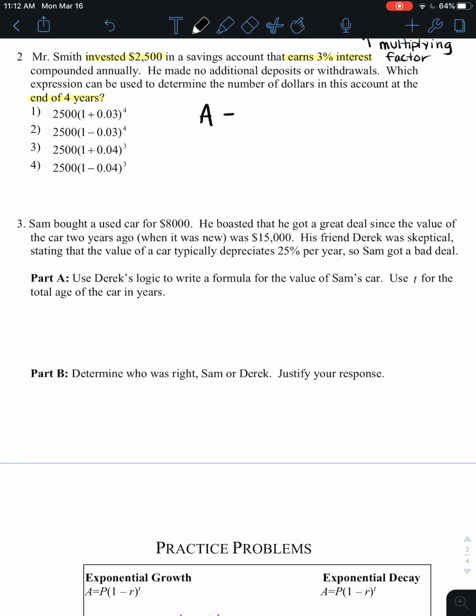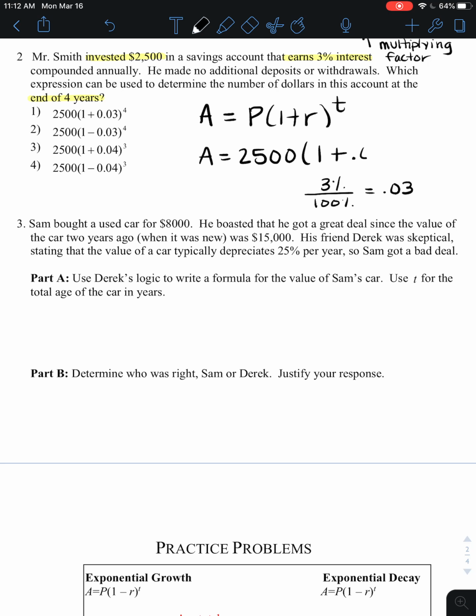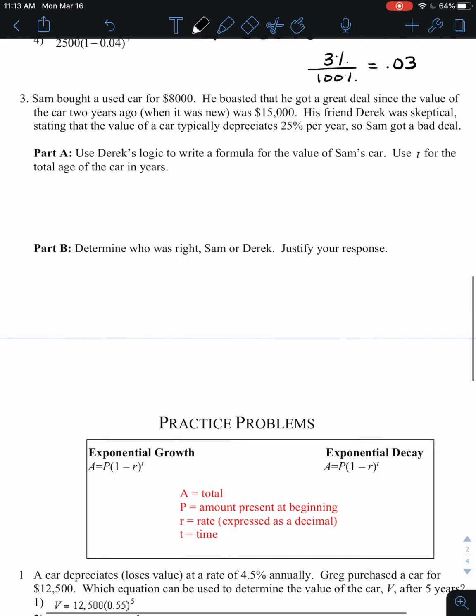So again, we're going to be growing. That's the difference from example 1 and example 2. We're growing by some rate. So the initial amount we have is $2,500. We're growing at a rate of 3%. So let's just think for a second. 3% in decimal form is 0.03. And then the time they told us was at the end of 4 years. So 2,500 is the initial amount. 1 plus 0.03, raise it to the 4th. That's going to give me choice 1.